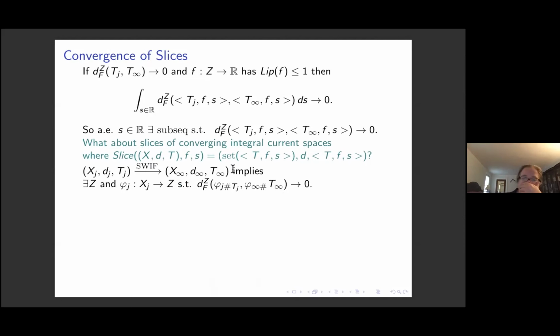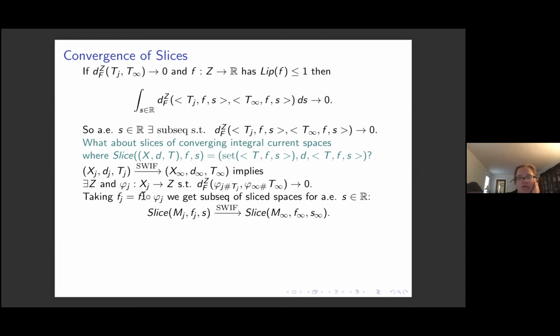So if these guys Swift converge, then there's a Z, and we can put them all into the same space, and we can talk about these push forwards. And then we can apply this theorem to these push forwards. This TJ should be big.